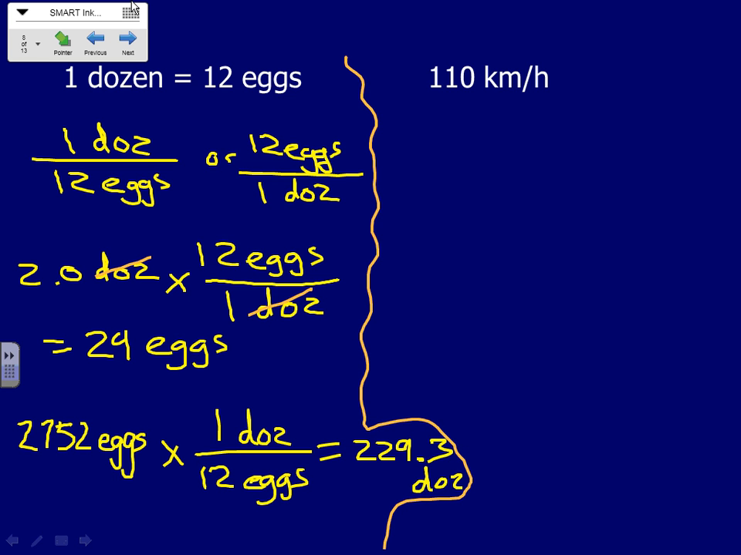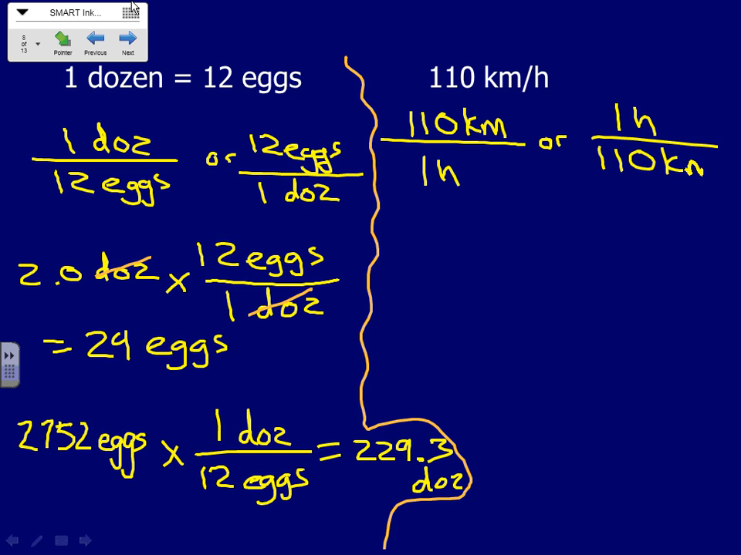Let's talk now about the velocity one. If I have a number that's made up of a combined unit, it's got two units in it, with also the slash, which represents a division, I can also turn that into a conversion factor. 110 kilometers is how far you go. What goes on the bottom? Yep. 1 hour. It's implied, 1 hour. 110 kilometers in 1 hour. Or, what's the other version of this conversion factor? Yep. 1 hour over 110 kilometers.